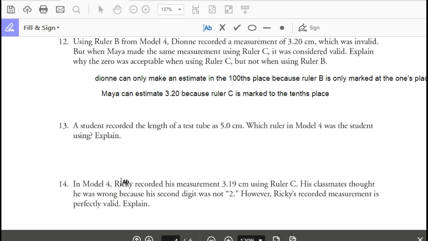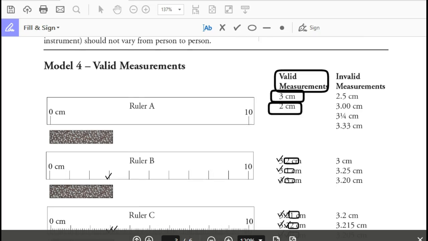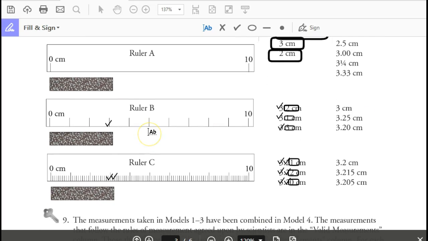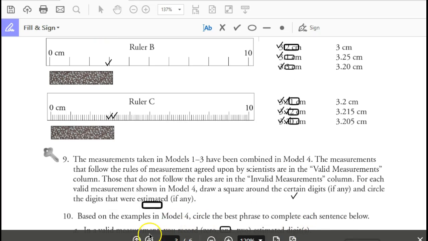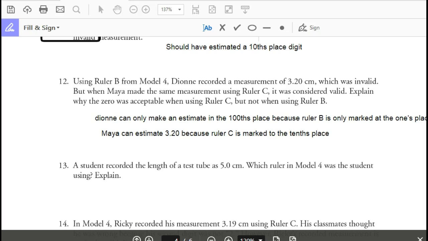Number 13, a student recorded the length of a test tube as 5.0 centimeters. Which ruler in model 4 was the student using? Explain. So if he recorded 3.0, he must have been using ruler B. Since the estimated value of the 0 is always one more place value than the finest marking on the instrument. So this one's marked at the ones place, and then he estimated the tenths place. So he estimated 1 over the marked.